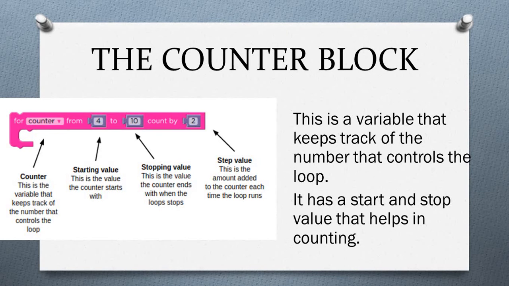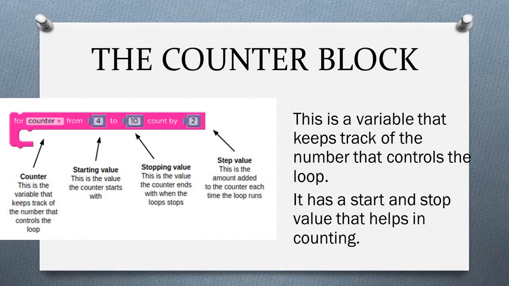Now, we have a block that is used for for loop, and this block is called the counter block. If you look at the counter block, it has 3 different variables attached to it. The first variable that we can see here is 4. The second variable that we can see there is 10. And the last variable that we can see there is 2.